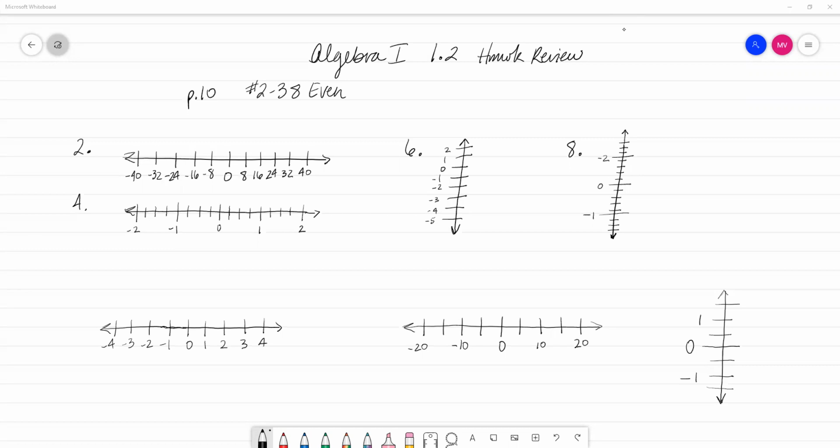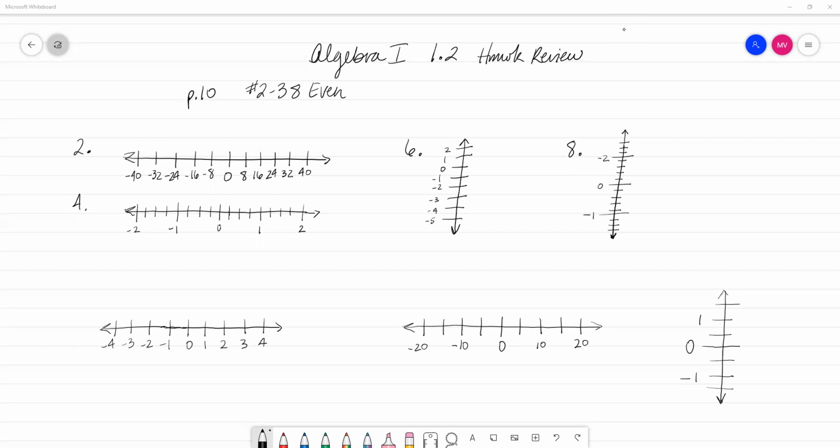So page 10, numbers 2 through 38. Hopefully you got this done yesterday, or at least before you watch this video. And let's see how you did. For number 2 and 4, we're asked to graph the points given on a horizontal number line. For number 2, they gave us C at negative 24 and D at 32. So we do have a negative and a positive.